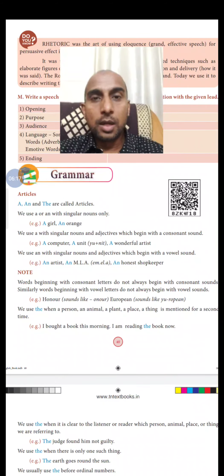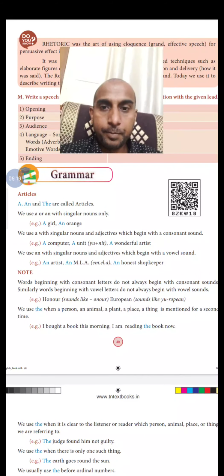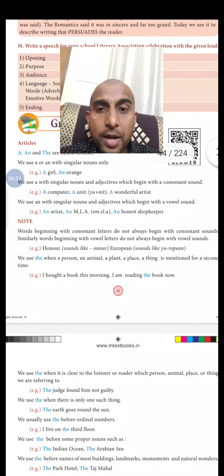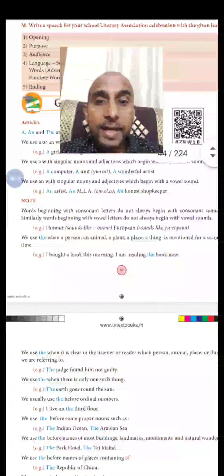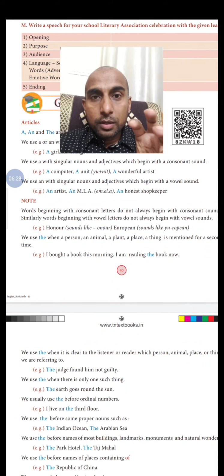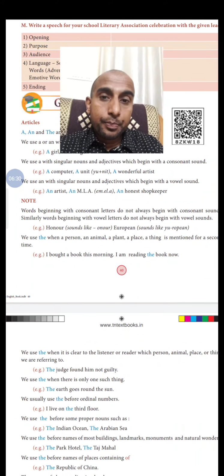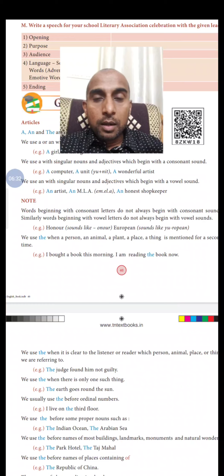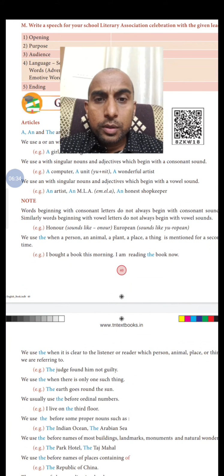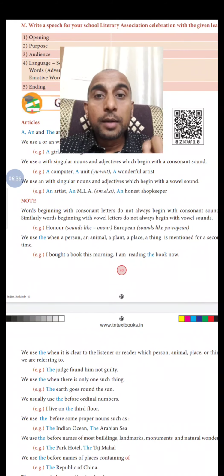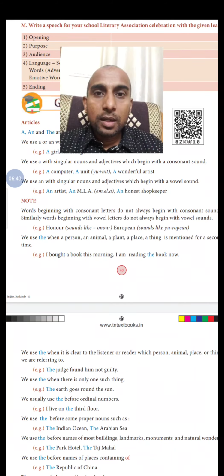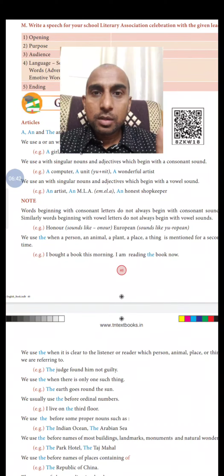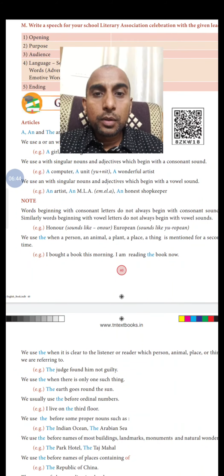Now let's see how you use the. We use the when a person, an animal, a plant, a place, or a thing is mentioned for the second time. When you mention a particular thing for the second time, you use the. For example, look at the sentence: I bought a book this morning. So here, a book, because it is a singular noun and the sound is a consonant. So, I bought a book this morning.